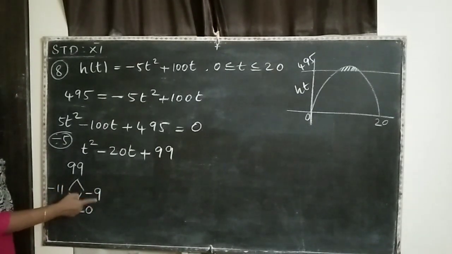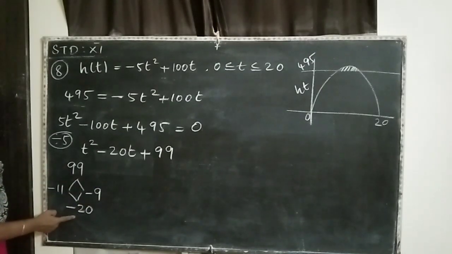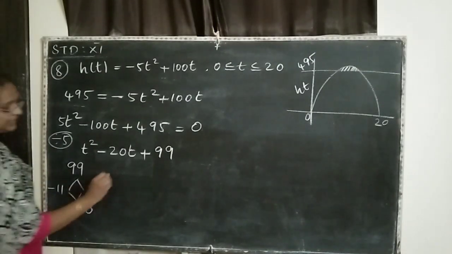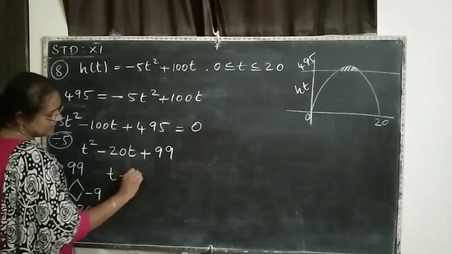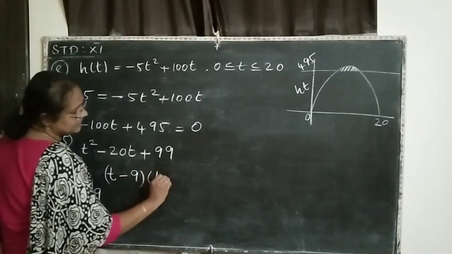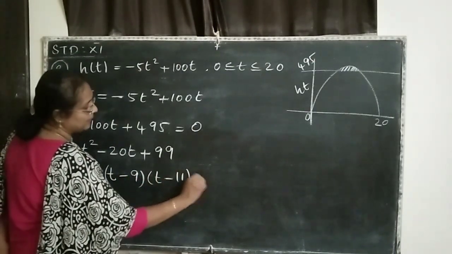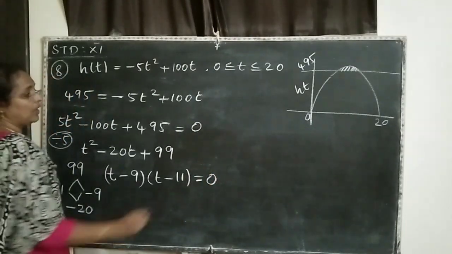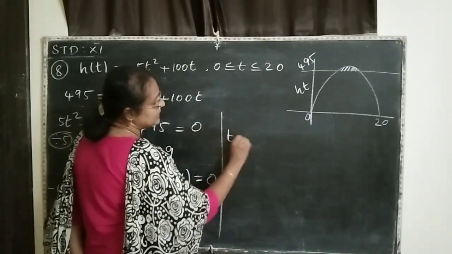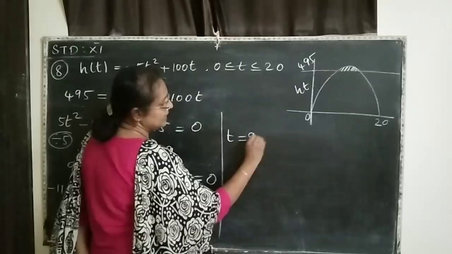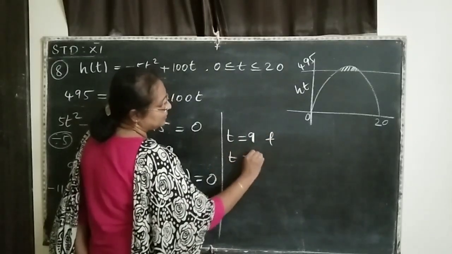Minus 11 into minus 9 is plus 99. When you add those two, you will get minus 20. So it is (t minus 9) and (t minus 11) is equal to 0. So now what are the values of t? t is equal to 9 and t is equal to 11.